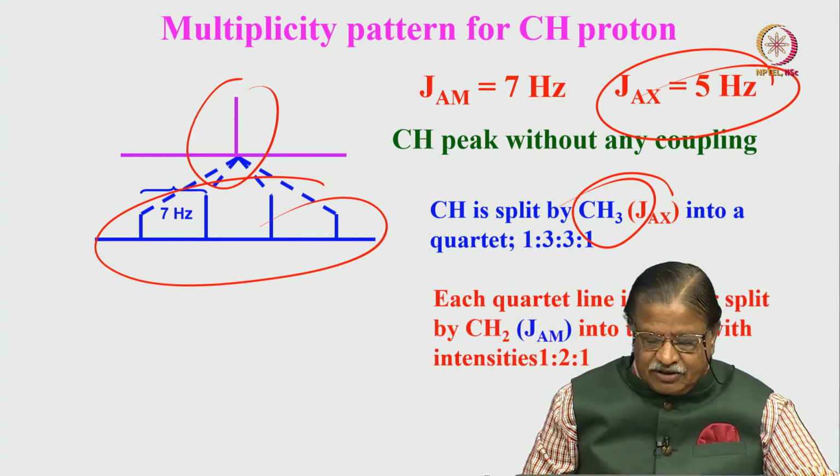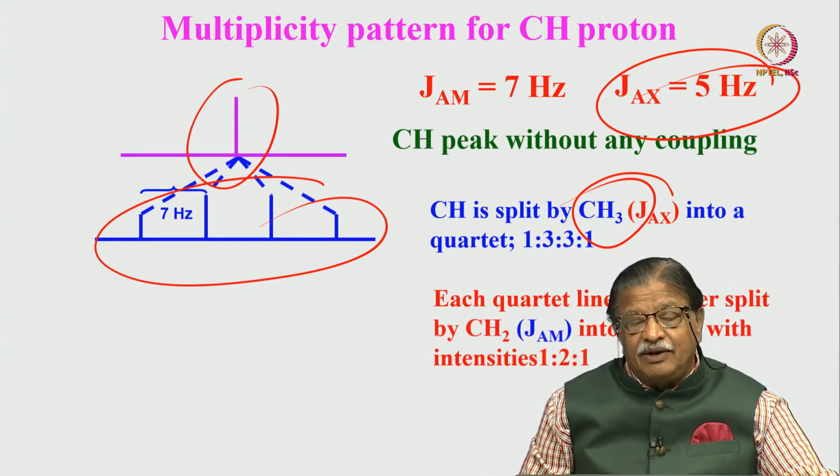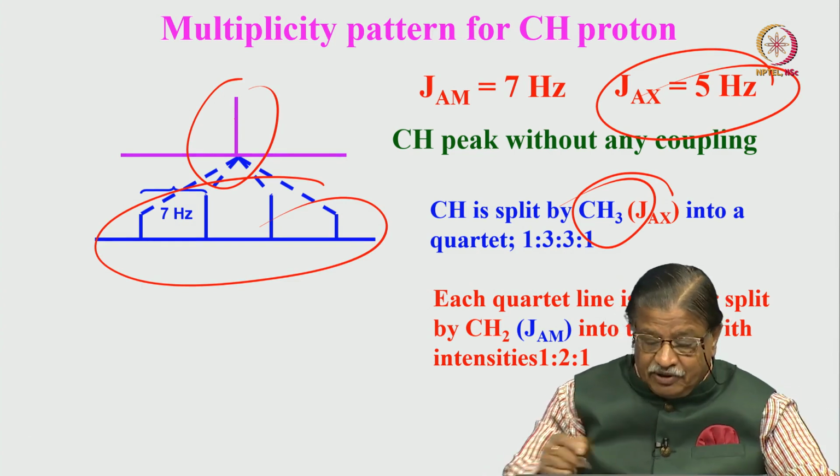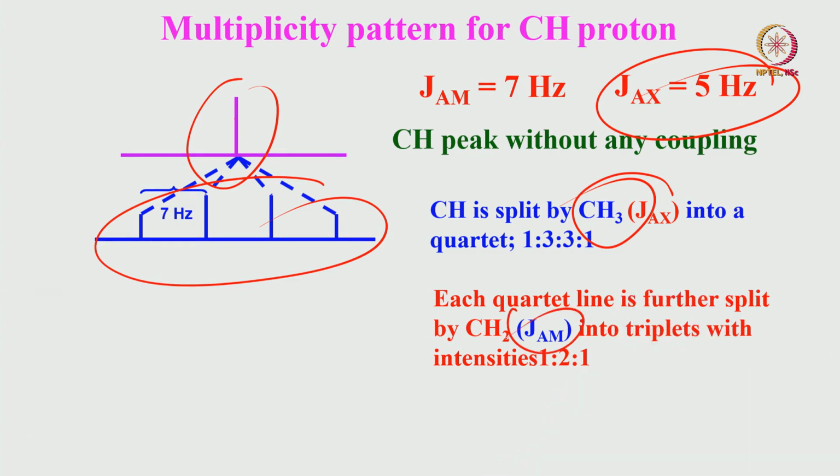And now each line of this quartet is also split into a triplet because A is also coupled to CH2 with a coupling of JAM. That coupling of 7 Hertz is there. Then what will happen? Each line of this quartet is further split into a triplet. But remember, this is 7 Hertz coupling and each of them is split into a triplet of intensity 121 with a coupling of 5 Hertz. Then what is going to happen now?